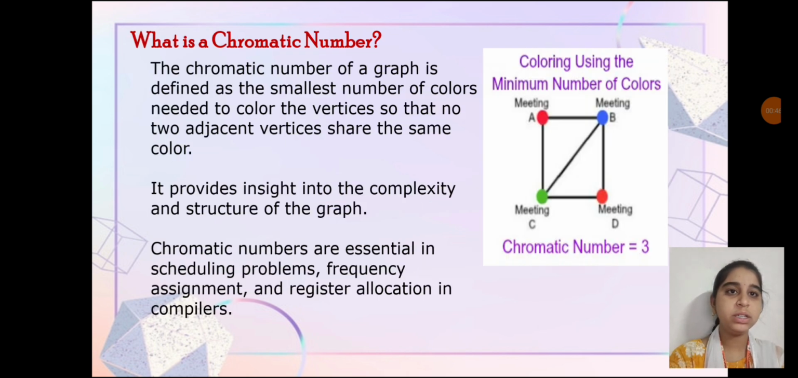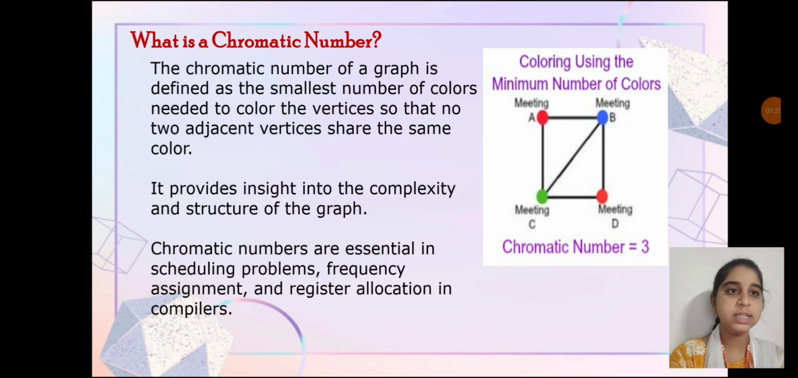What is a chromatic number? The chromatic number of a graph is defined as the smallest number of colors needed to color the vertices so that no two adjacent vertices share the same color. It provides insight into the complexity and structure of the graph. Chromatic numbers are essential in scheduling problems, frequency assignment, and register allocation in compilers.